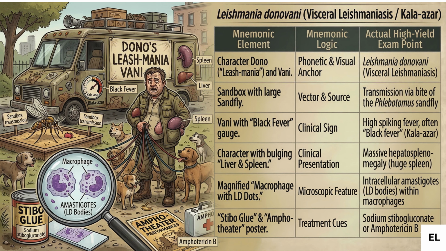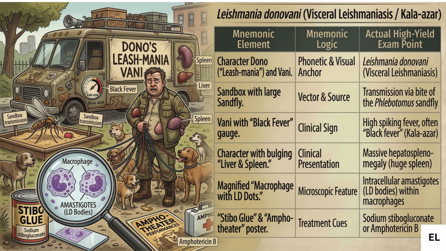Now let's quickly review the entire mnemonic scene. The Dono's Leishmania van represents Leishmania Donovani. The sick man with enlarged liver and spleen represents massive hepatosplenomegaly. The black fever sign reminds us of kala-azar with high, spiking fever. The sandbox with sandfly represents transmission via the Phlebotomus sandfly. The dogs suggest reservoir hosts.